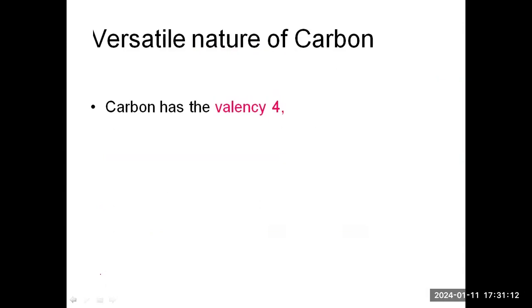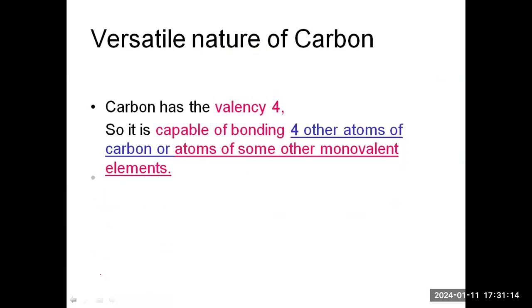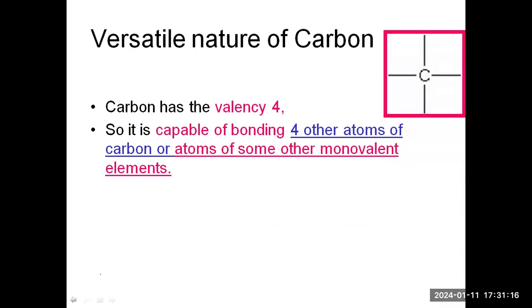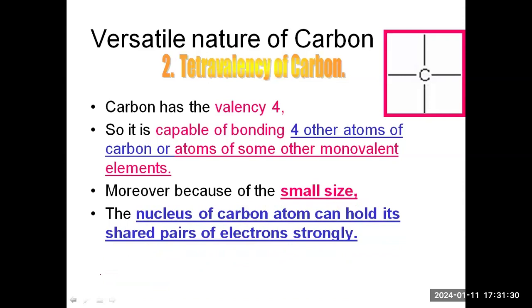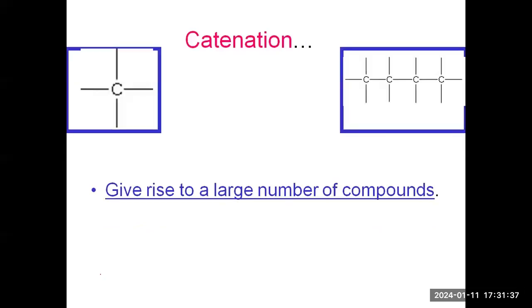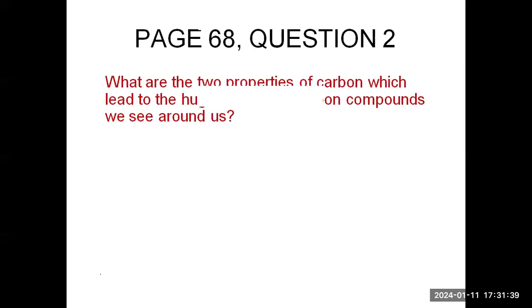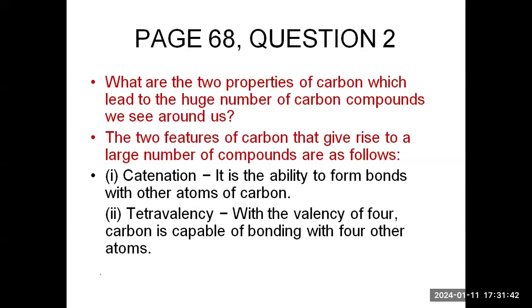Because carbon has valency 4, it is called tetravalent and it can bind with several other elements. It can bind with hydrogen, oxygen, nitrogen, and sulfur, thereby creating a variety of compounds. So because of these two reasons, carbon is very versatile. The two reasons are catenation and tetravalency, right? So you can read the answer. They often ask this for 2 marks.